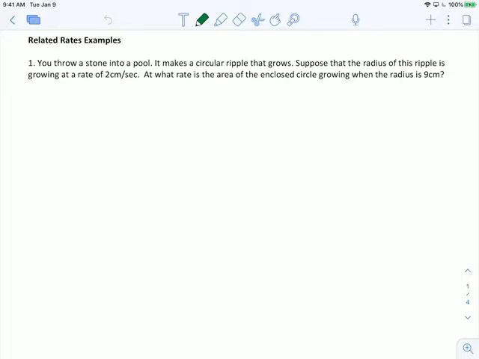So our first step is really to read the question and try to get just a feel for what it is that we're going to be looking at. And so I say in step one, we're going to identify all quantities that are changing over time and give names to those variables. So let's read this question. We're throwing a stone into a pool, and hopefully you can visualize a ripple forming in the shape of a circle. And we're told that the radius of the ripple is growing at a rate of 2 centimeters per second. And we're trying to get a handle on the rate at which the area of the enclosed circle is growing when the radius is 9 centimeters.